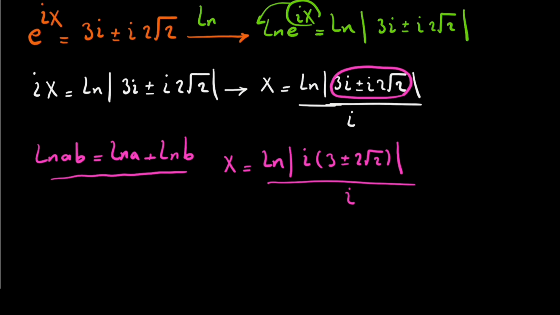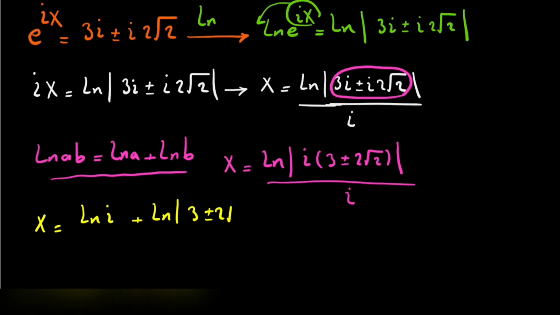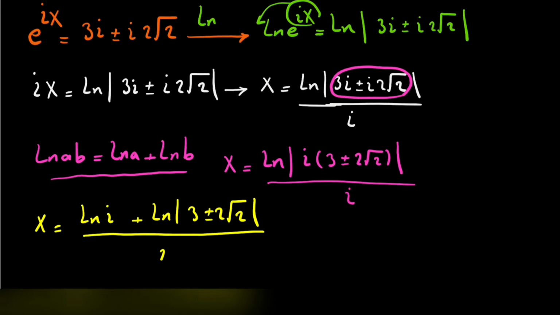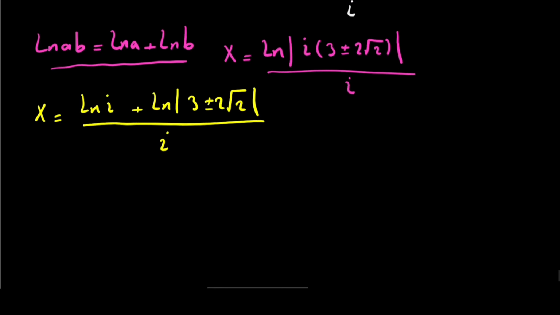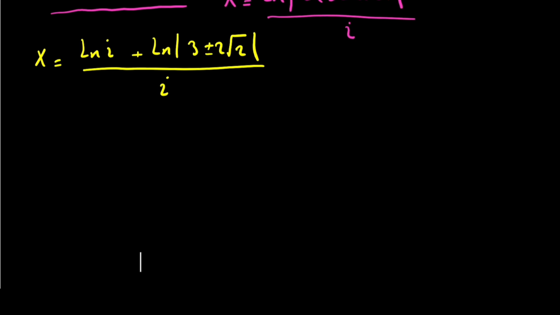x as ln i plus ln absolute value of 3 ± 2√2 divided by i. And now it is another question, it says you have to find ln i, but I want to show you the answer in this video.